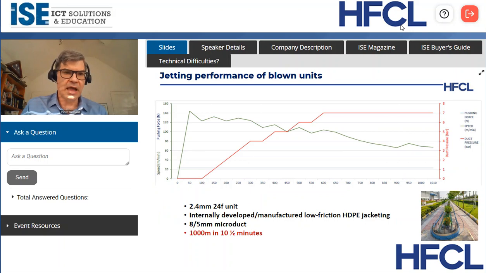Here's an example, actually, of something we did last week. Jetting performance of a 2.4 millimeter 24 fiber unit. We're going into 8.5 microduct. It uses a jacket that we developed and manufacture ourselves. And we were able to jet it 1,000 meters in 10.5 minutes with relatively low force.